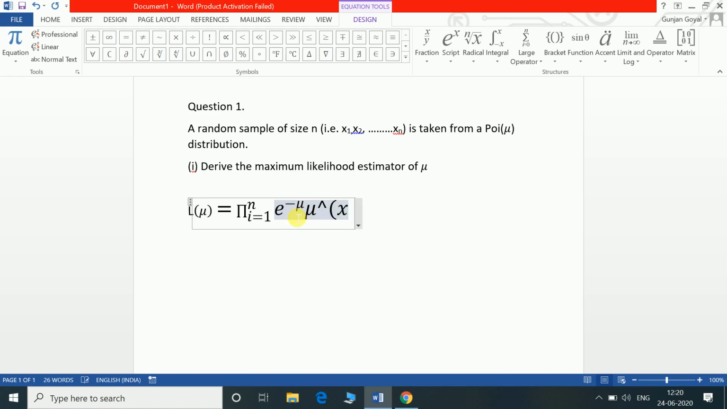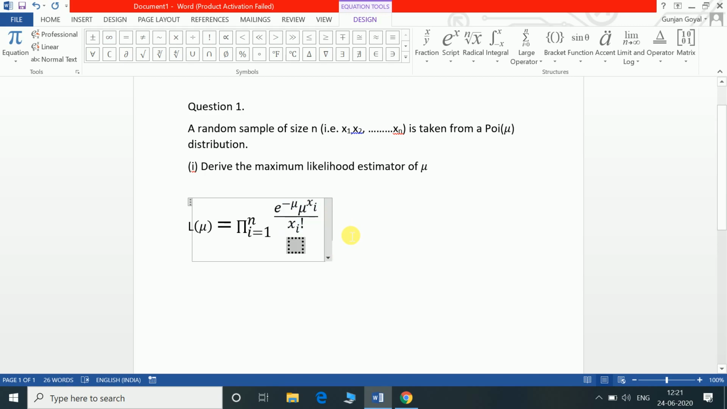So x underscore i for a subscript and space. See, it has come. Divided by, which is a slash sign, space. It comes to this factorial sign, and then you can come to this box and write x underscore i, which will give me xi, and then a factorial sign, which is an exclamation mark. Okay, simple.